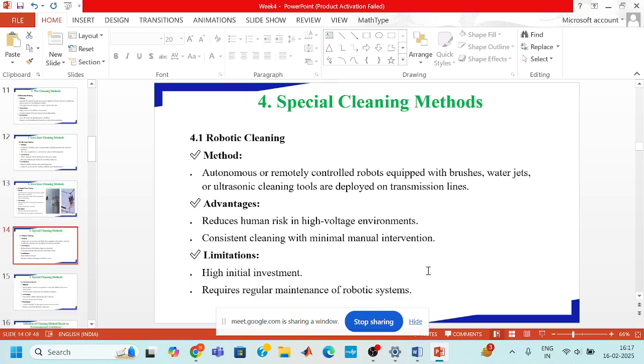Now, the fourth method is special cleaning methods, in which robotic cleaning is done. In this, autonomous or remotely controlled robots equipped with brushes, water jets, or ultrasonic cleaning tools are deployed on transmission systems.